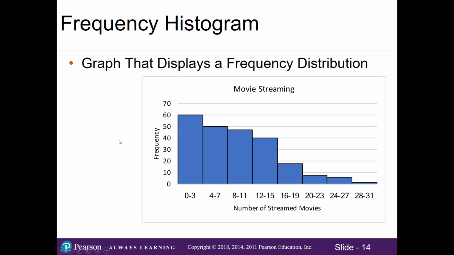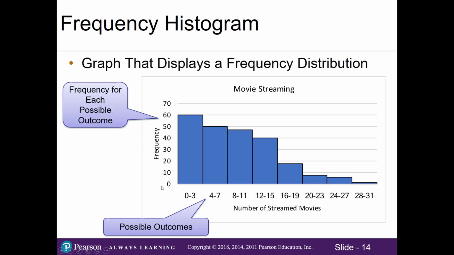This is a graph that displays the frequency distribution of what we just set up. Down below are the possible outcomes. These were the classes that you had come up with, 0 to 3, 4 to 7, and so on. And on the left here in the y-axis, we have the frequency for each possible outcome. Recall there were 60 that identified 0 to 3 movies, 50 for 4 to 7, and so on. So this is how we display a frequency distribution, and it's known as a frequency histogram.